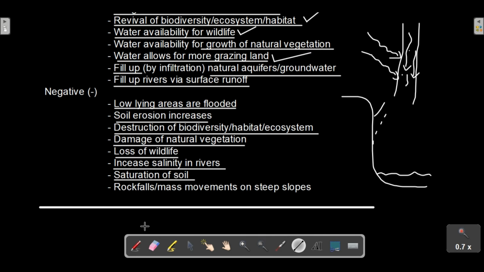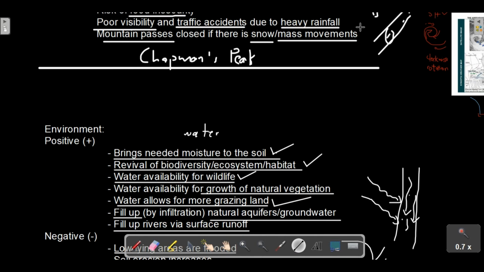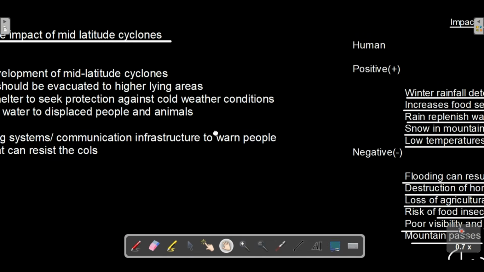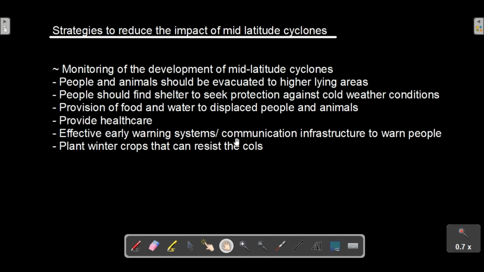Saturation of soil. So this is where the soil is waterlogged, when you have a lot of water particles there because it's been raining a lot, and so now the soil has a lot of water such that it cannot accommodate more water, and that leads to soil erosion, and so on and so on. Rock falls or mass movements on steep slopes. So of course, again, talked about Chapman's Peak. Because it is raining a lot, mountainous areas end up being unstable, and hence you end up having mass movements such as mudslides, rockfalls, and so on and so on. Let's look at the strategies real quick.